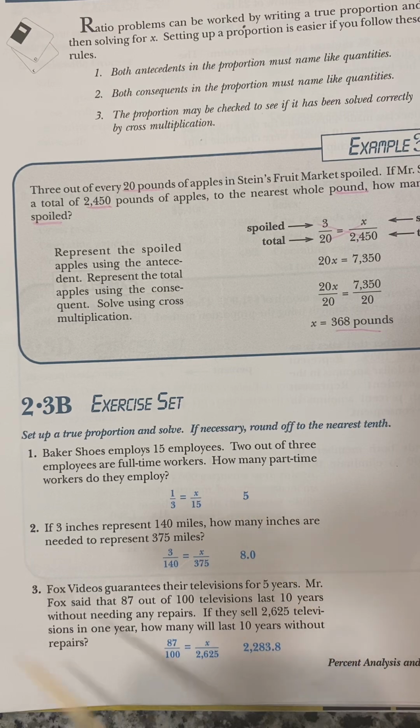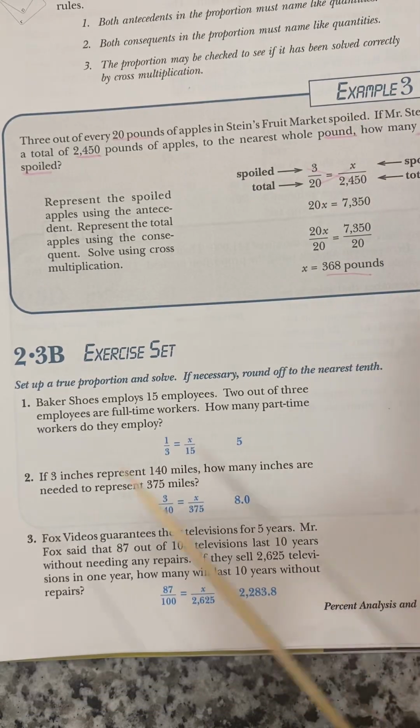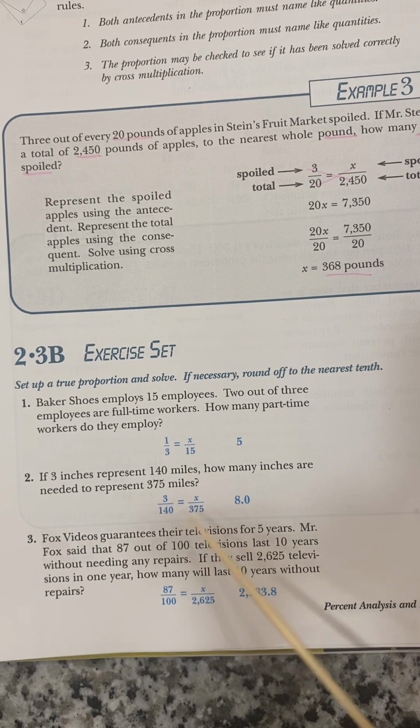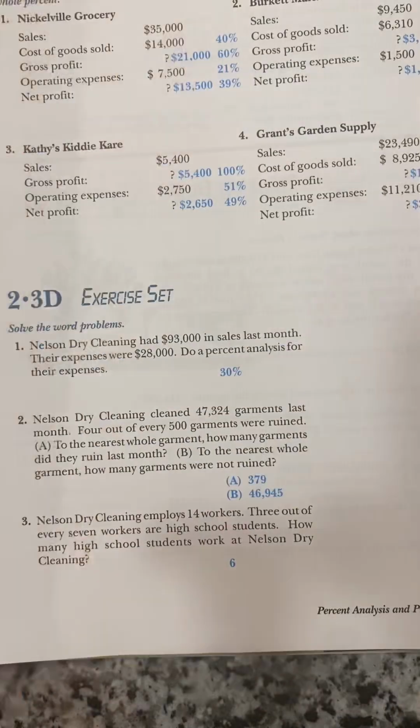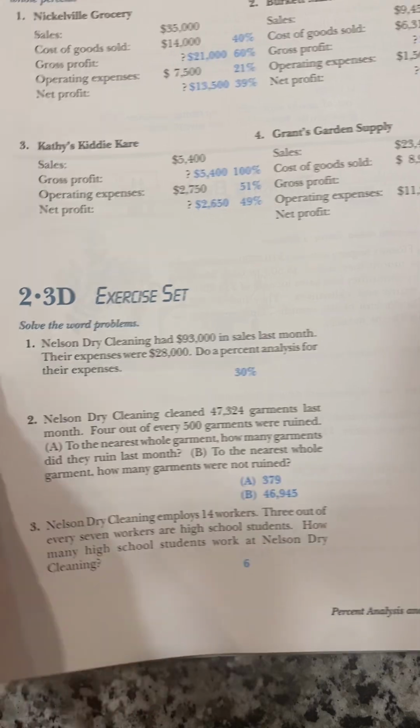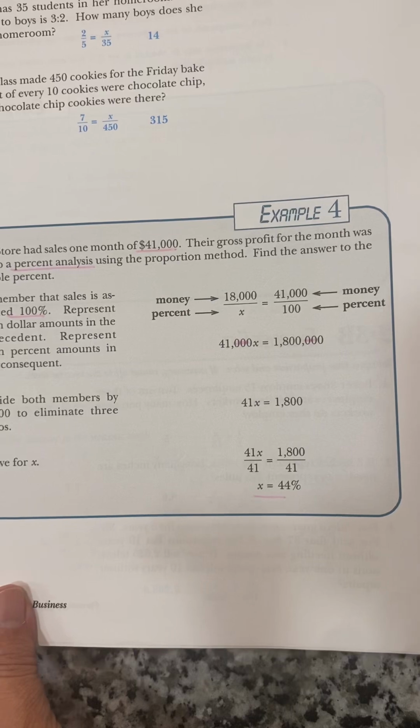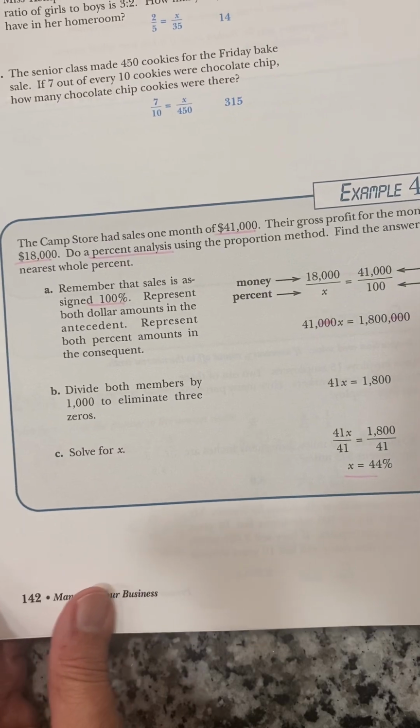This is easy. If 3 inches represent 140, so 3 to 140, how many inches are needed? And so x equals 375. Do cross multiplication here. This times this divided by this is going to equal 8. So anyway, that's how you do those. So I don't think you'll have any problems doing those. We'll do them together. So hopefully my battery's not going to go out on you here.